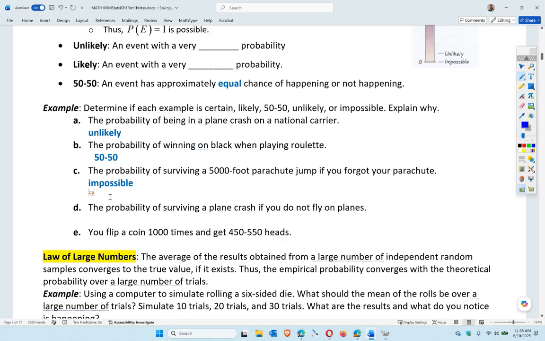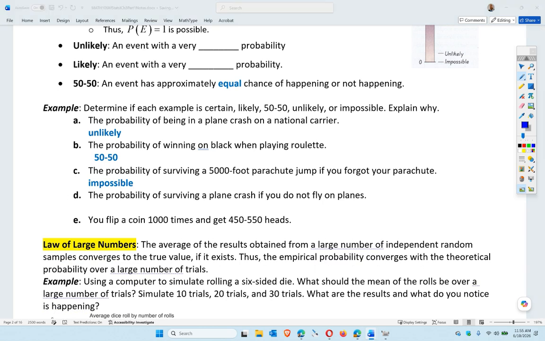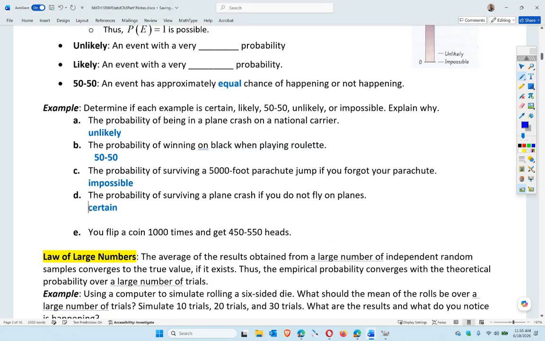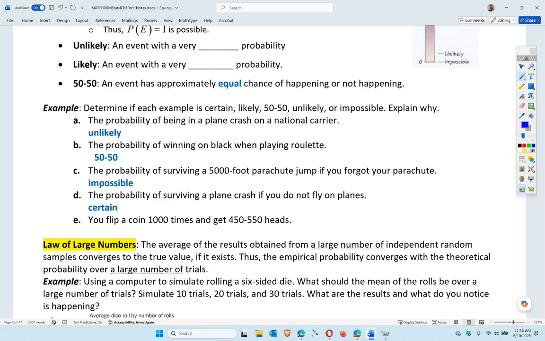You survive a plane crash, but you don't fly on planes. Well, we'll assume that the plane is not going to come out of the sky and hit you. So we'll say you certainly will, right? And if you flip a coin 1,000 times, you get between 450 and 550 heads. Well, that's about what it should be, somewhere in that range. You could get more or less, but it's pretty likely that it's going to come up in that range of answers, essentially. You could get outside it, but it's very unlikely. Right? So that's your basic vocabulary and symbolism.